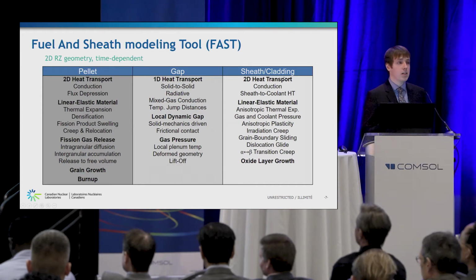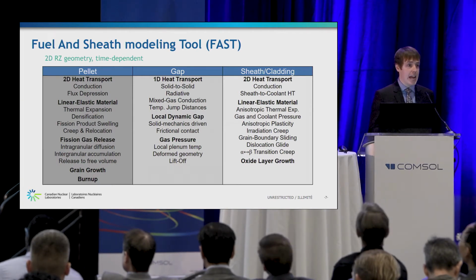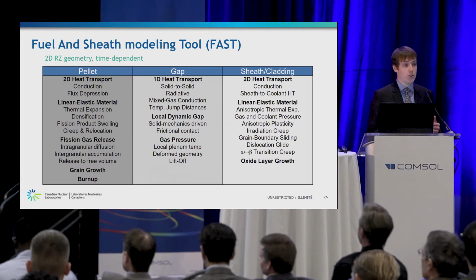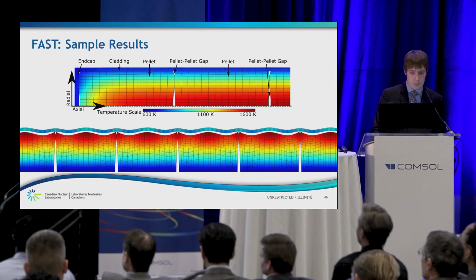And the cladding. In nuclear reactors, we primarily use zirconium-based alloys. Those are very interesting because they're HCP, so they're hexagonal close-packed crystal structures. What that means is they're anisotropic. So the crystal, if you pull on it in one direction, behaves very differently than if you pull on it in another. And we have to account for that in our models.